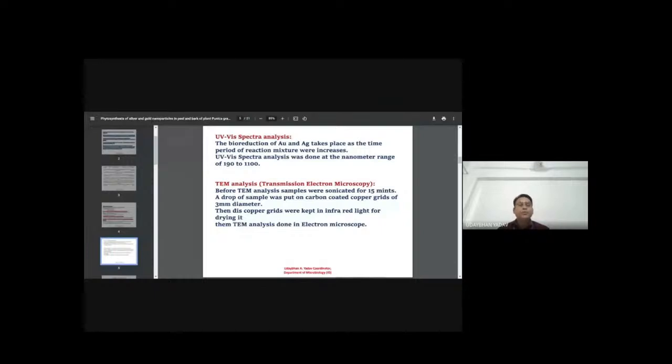The next method is TEM analysis, that is, transmission electron microscopy. Before TEM analysis, samples were sonicated for 15 minutes. A drop of sample was put on carbon-coated copper grids of 3 mm diameter. Then these copper grids were kept under infrared light for drying. Then TEM analysis is done under the electron microscope.